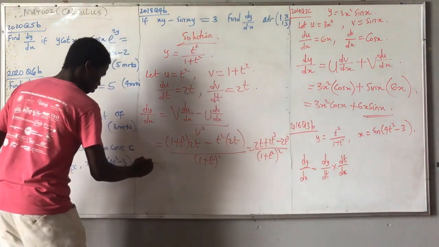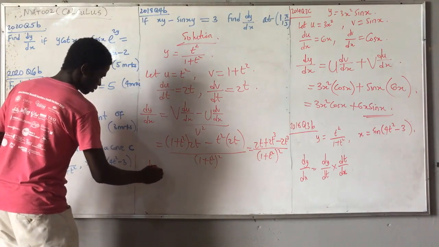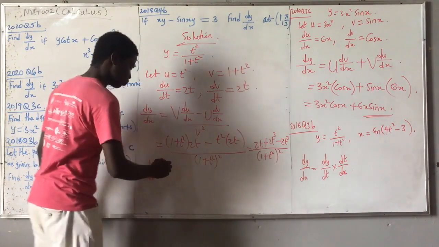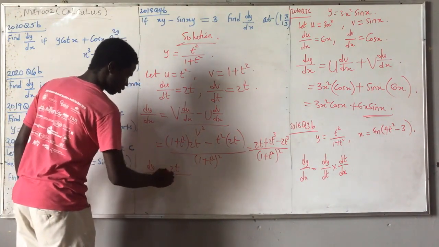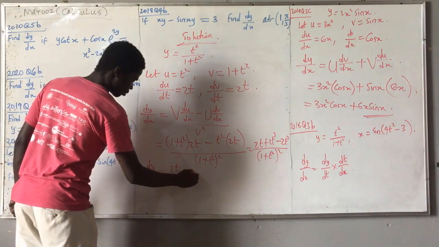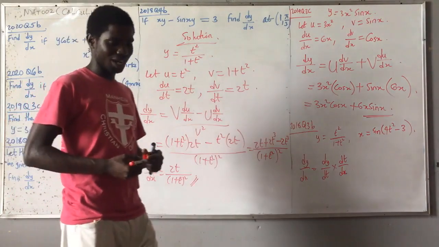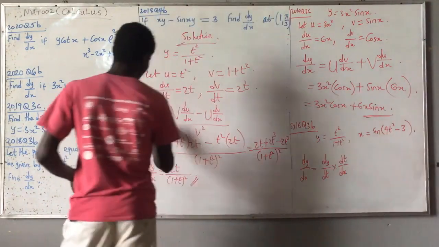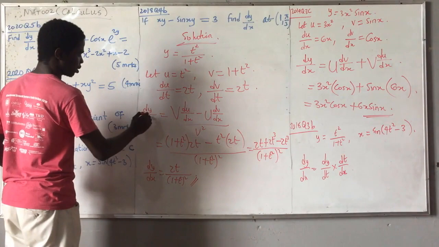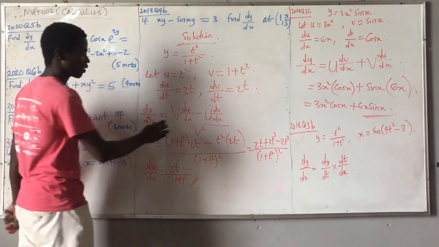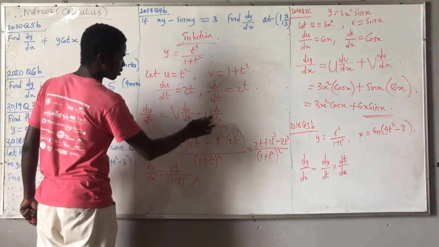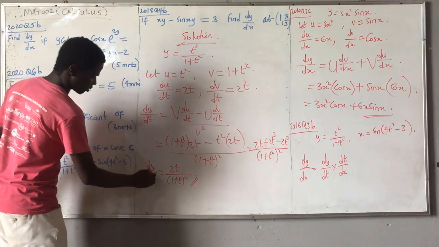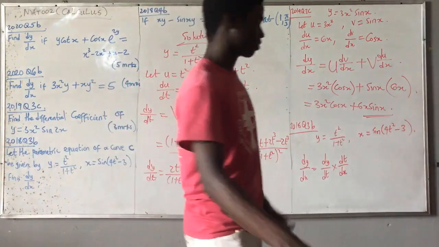So now dy/dt is equal to 2t cubed minus 2t cubed, which gives 0, so you'll be left with 2t over 1 plus t squared all squared. That is the dy/dt. Don't forget the dy/dt. Did you get my point? So I've gotten dy/dt. It remains dt/ds.